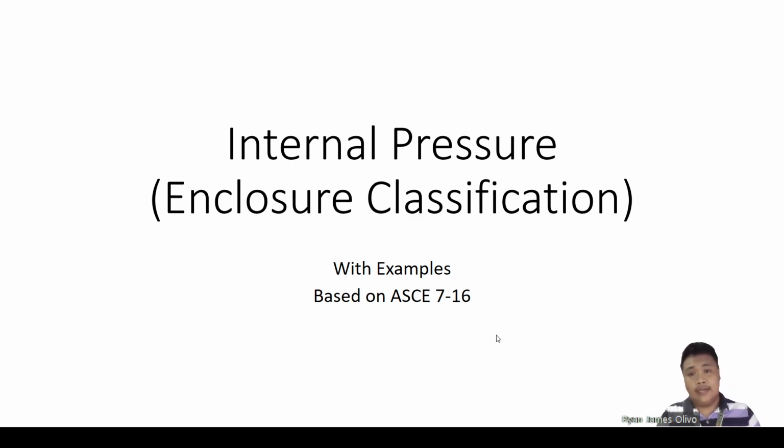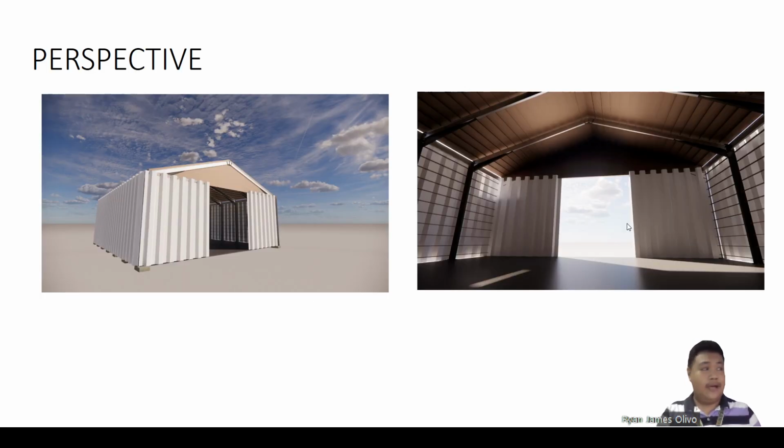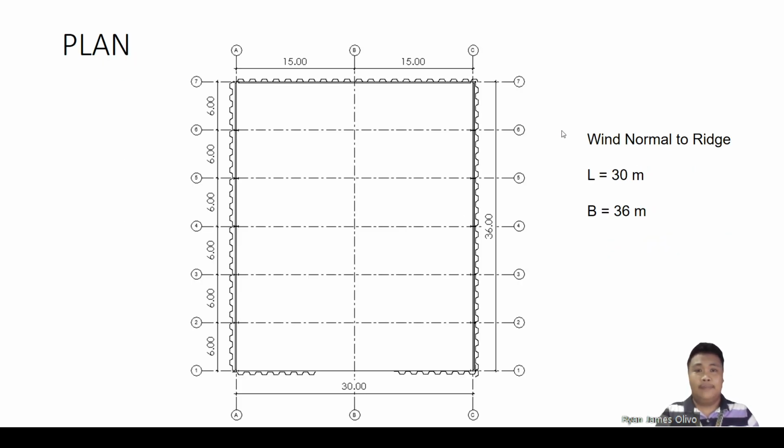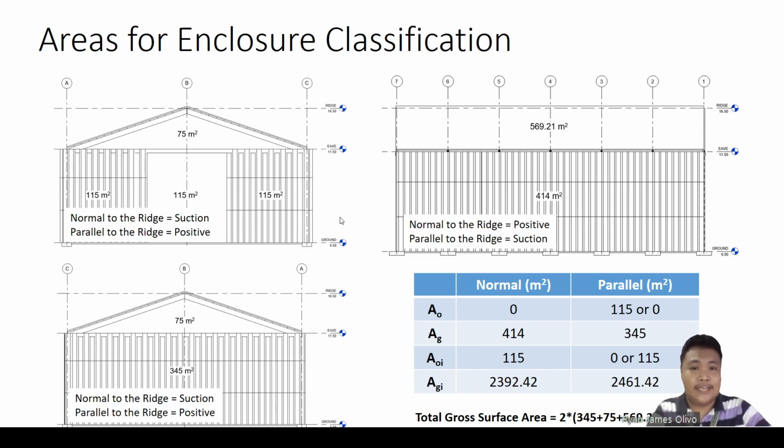So okay, for example, we have a building like this, a hangar with an open and closed door. So this hangar has a door that can open and can close. Then this is the elevation, and as you can see, this is given, okay, and the plan. And as you can see here, this is what I'm talking about because there are four variables here.